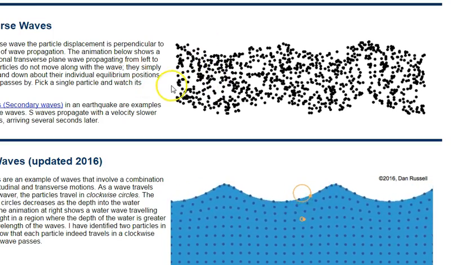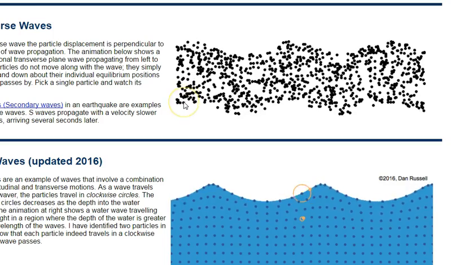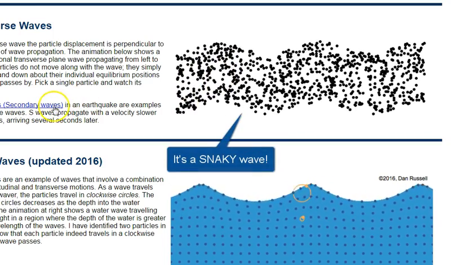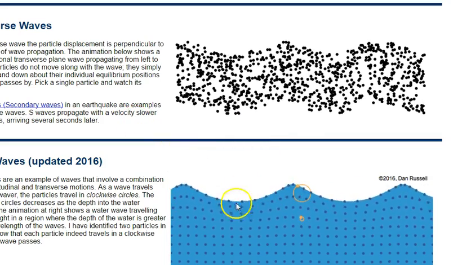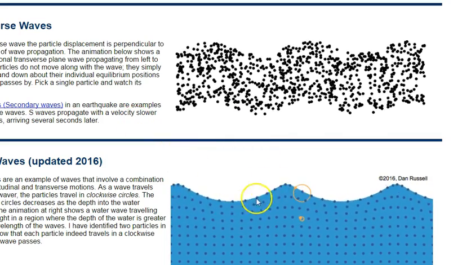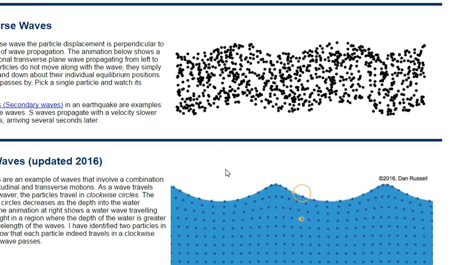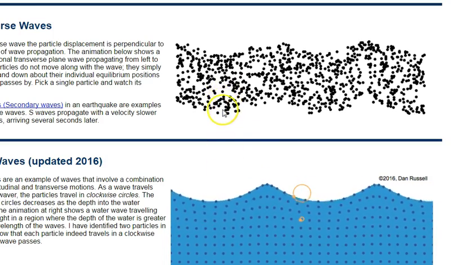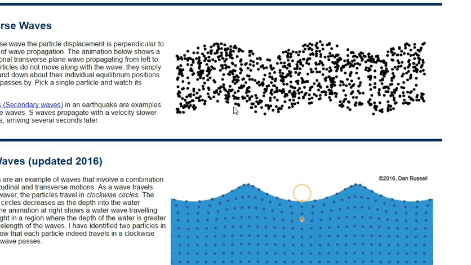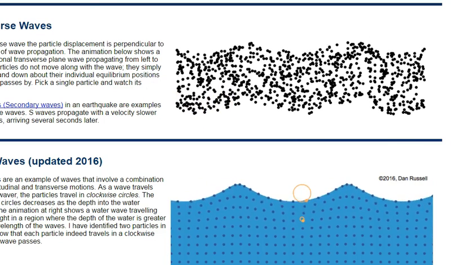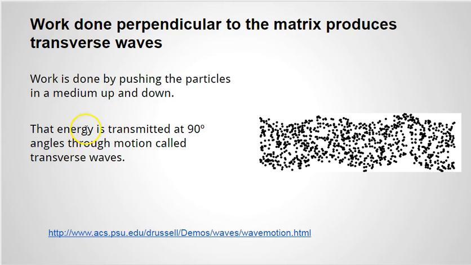We call that a transverse wave, and there are many waves like that in the real world, including secondary waves in earthquakes, and also water waves. Water waves actually have kind of an interesting shape to them that's not quite transverse, but for right now, and for simplicity's sake, we could say it was pretty close. So again, energy is transmitted at 90-degree angles through the motion called transverse waves. So just keep that in mind.